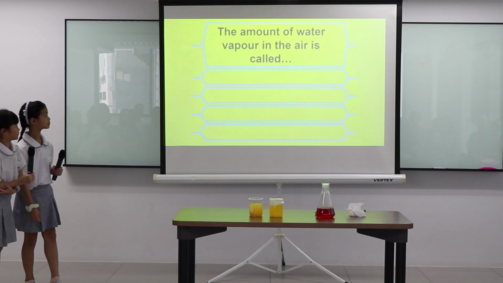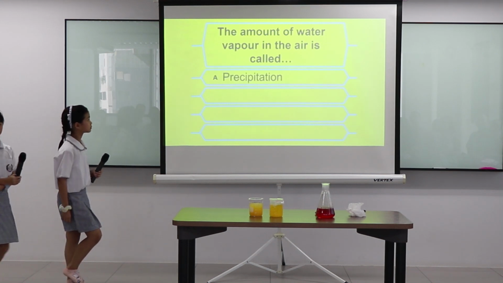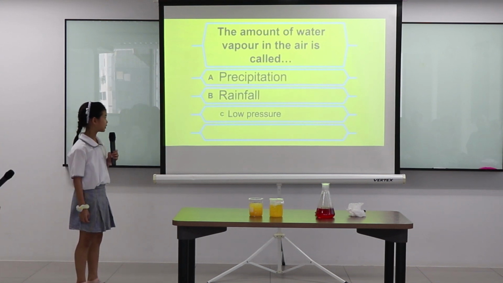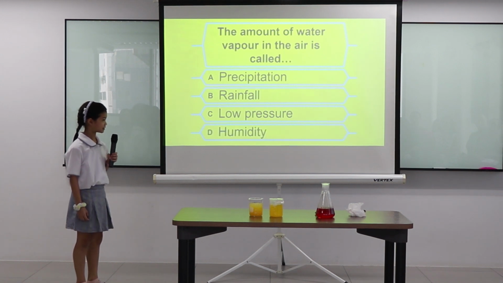The amount of water vapor in the air is called precipitation, rainfall, low pressure, humidity.